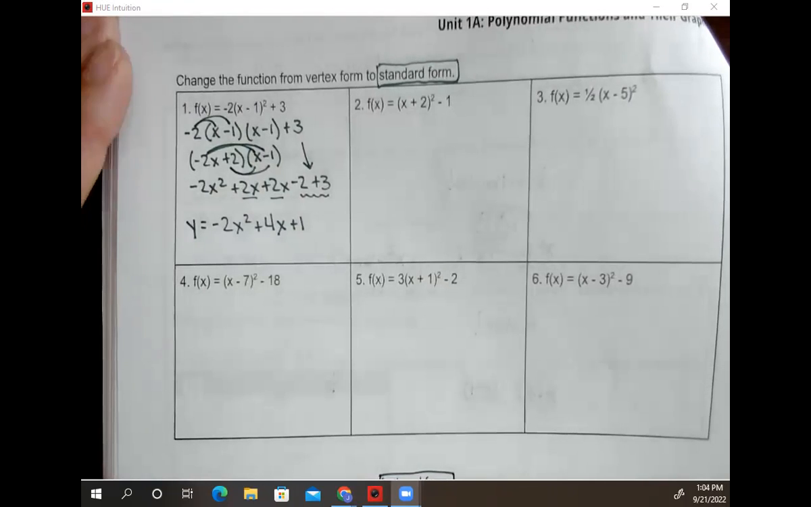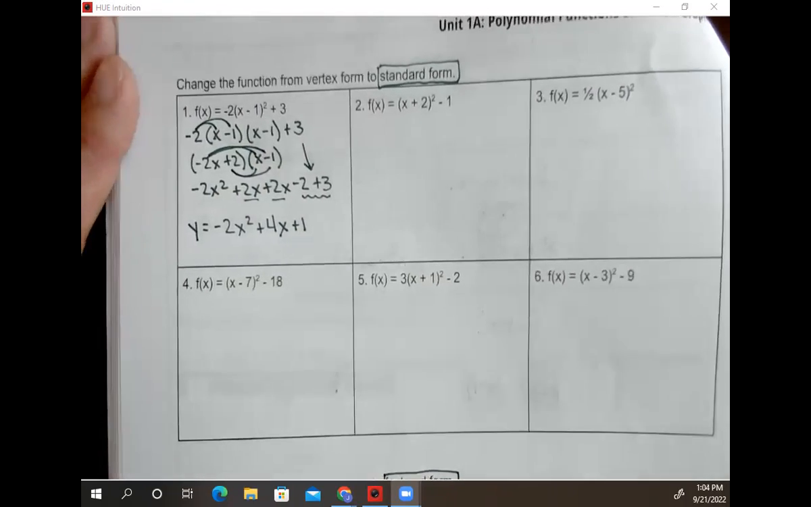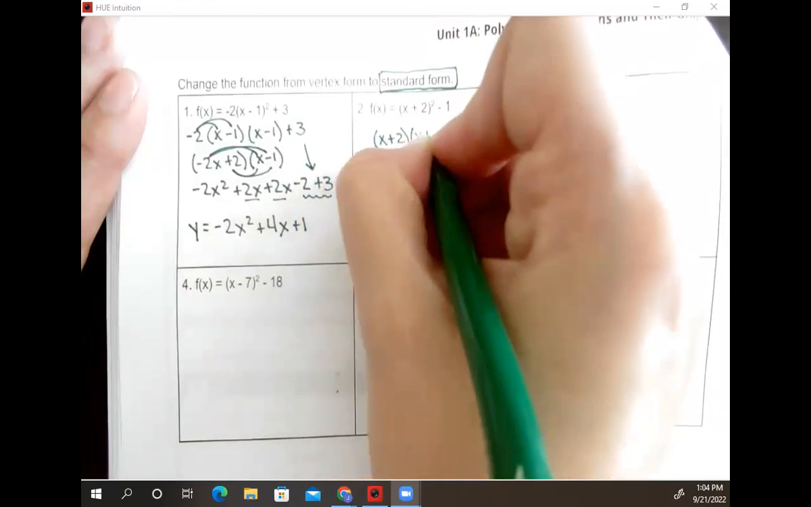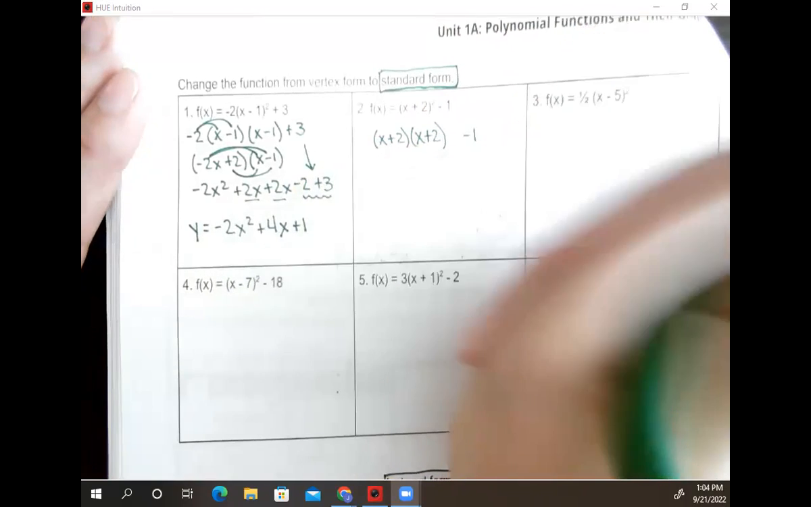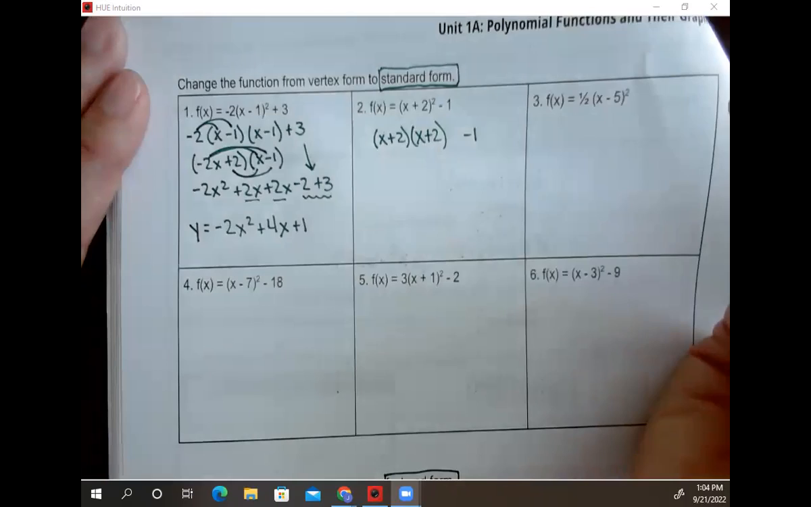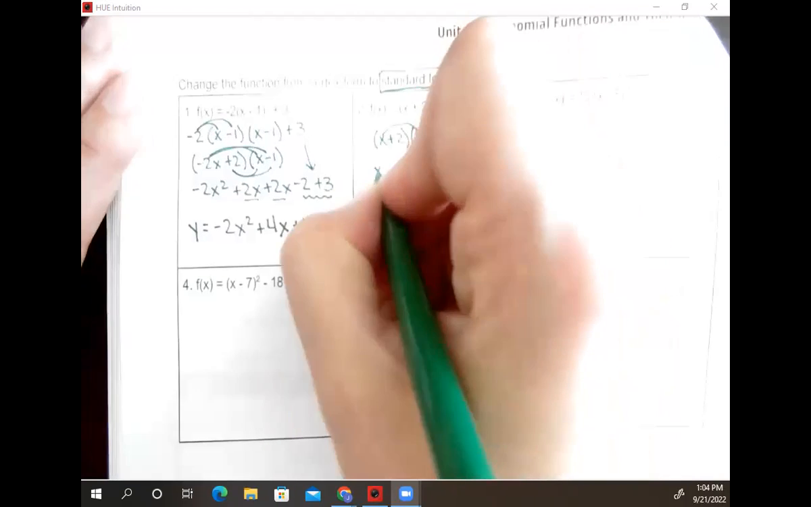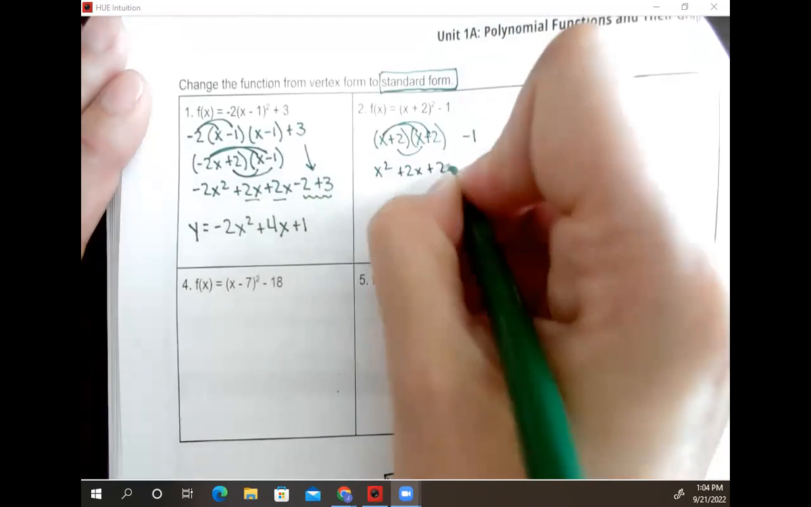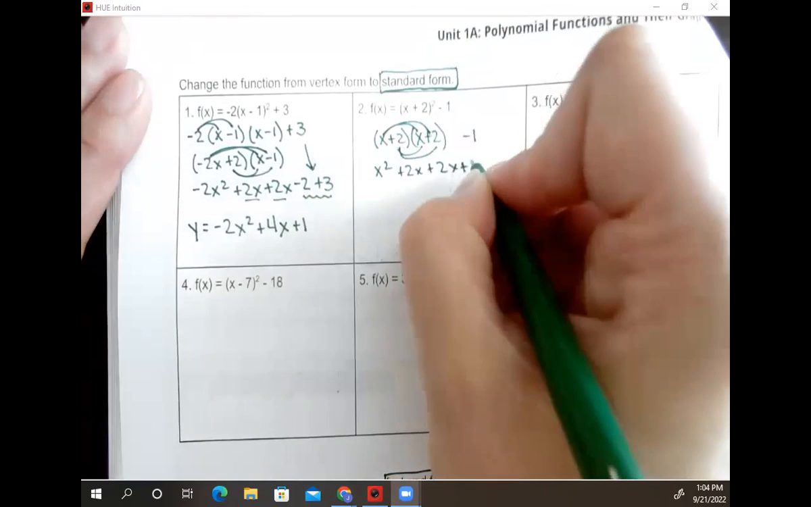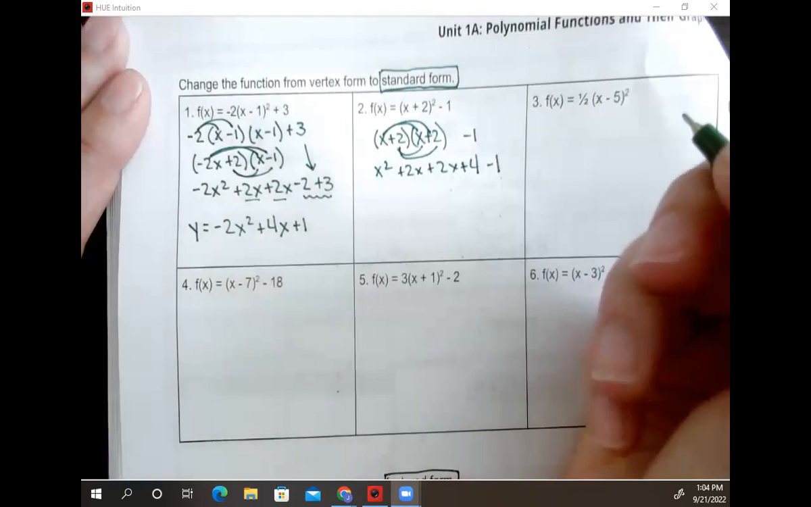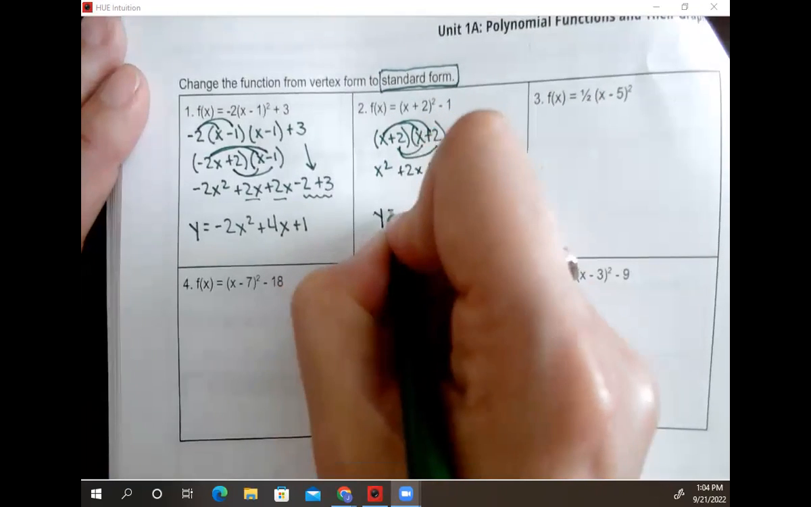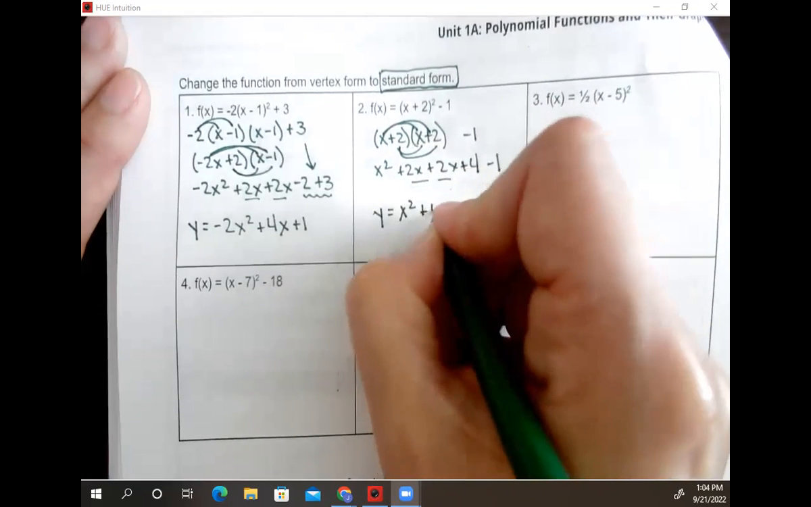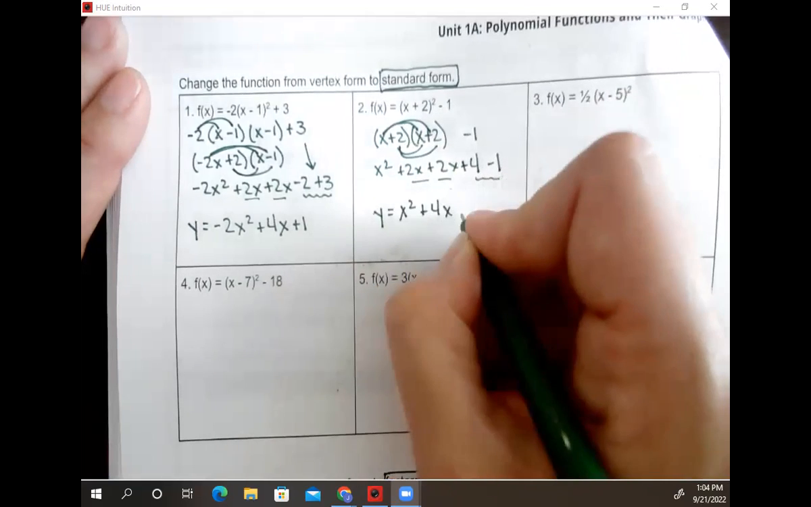For number 2, again, I want to change to standard form. So I'm going to take the squared thing and write it twice. X plus 2 times x plus 2, and minus 1 at the end. Now I'm going to distribute. So I get x squared plus 2x plus 2x plus 4. Don't forget your minus 1 at the end. And combine your like terms so you have standard form. So that would be x squared plus 4x plus 3.